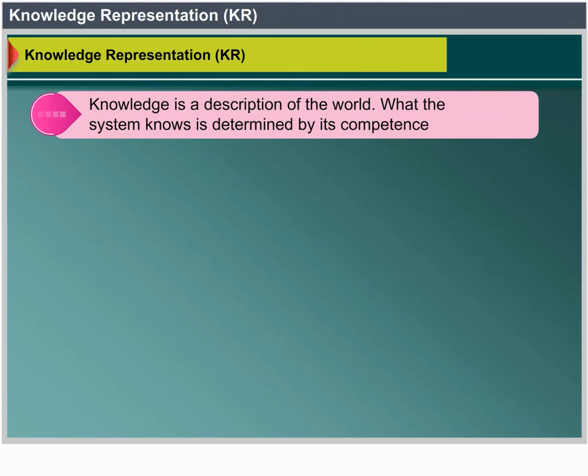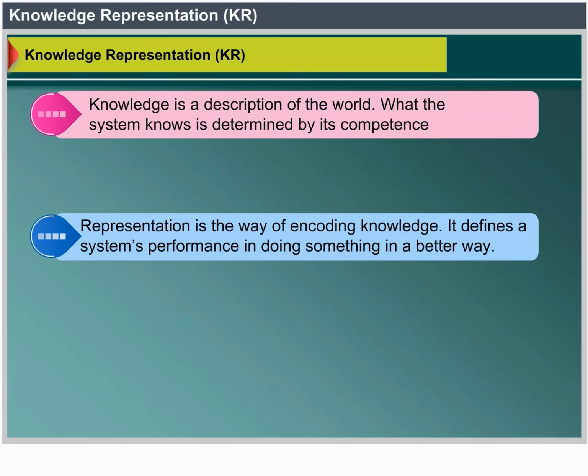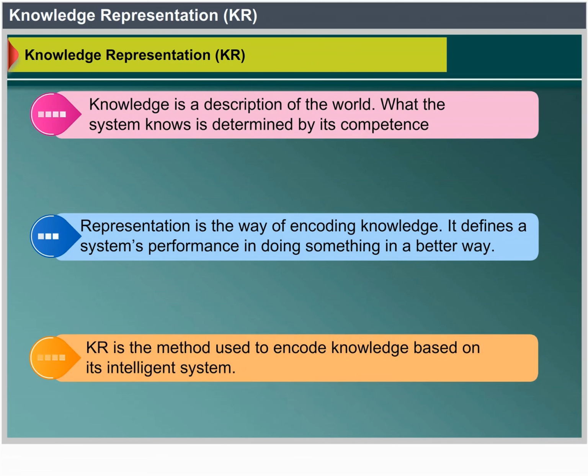Knowledge is a description of the world. What the system knows is determined by its competence. Representation is the way of encoding knowledge. It defines a system's performance in doing something in a better way. KR is the method used to encode knowledge in an intelligent system.